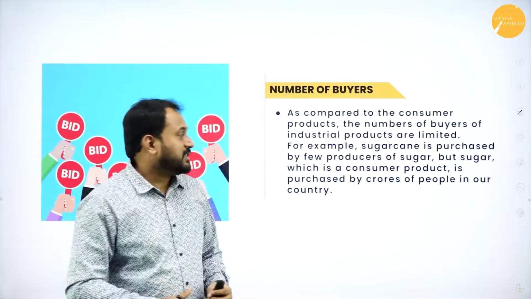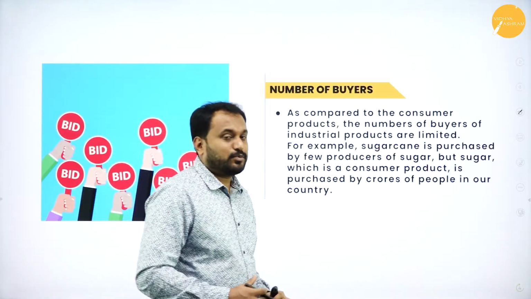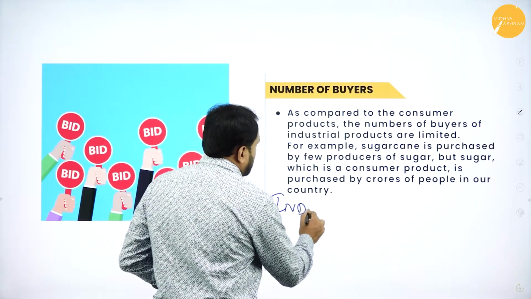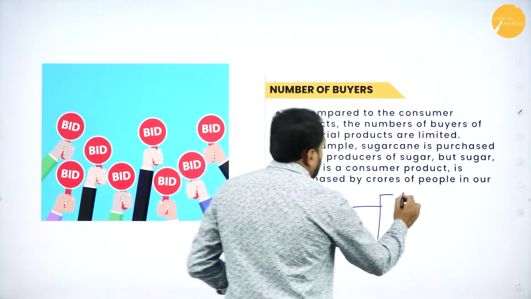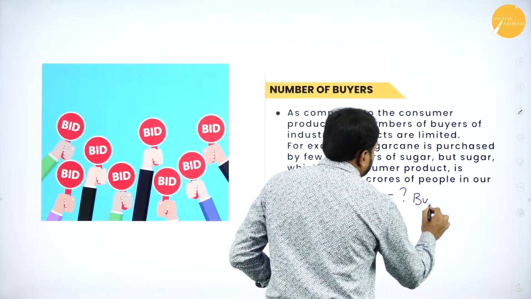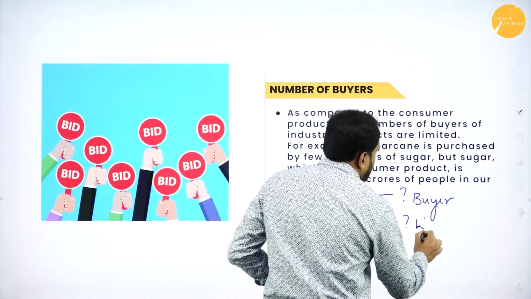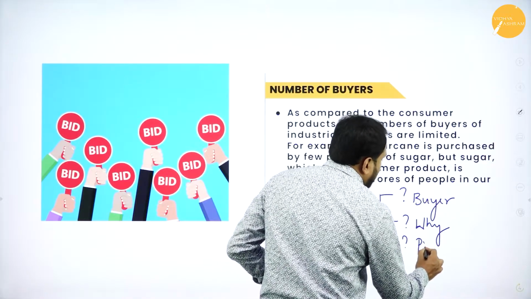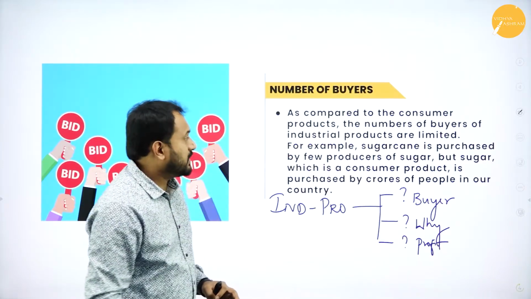Now the first one is number of buyers. Now understand this number of buyers, what exactly it is. Whenever we go with the industrial product, you need to know who is the buyer. The next question is why are they buying it, and the next one is are they making profit. So these things you are supposed to understand.